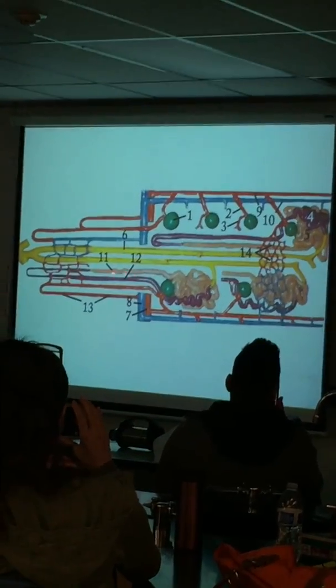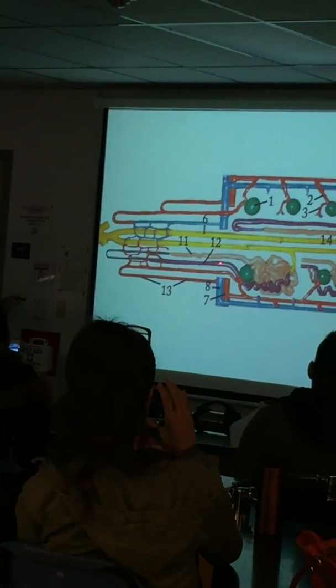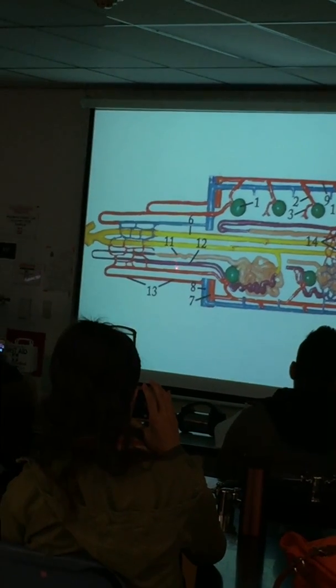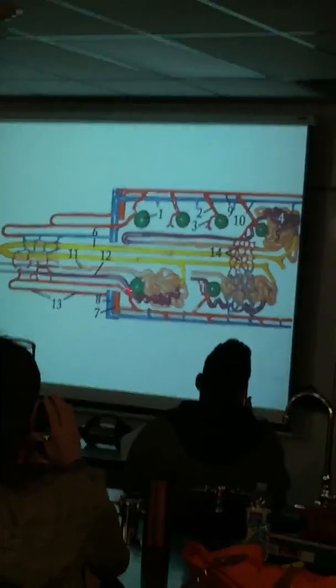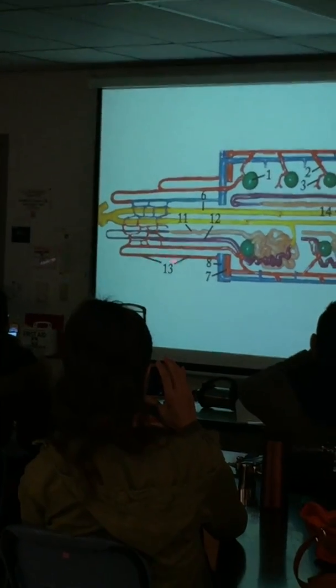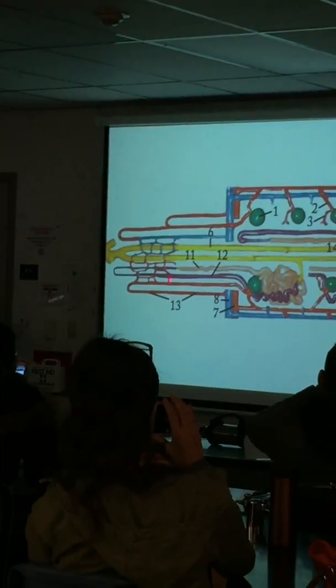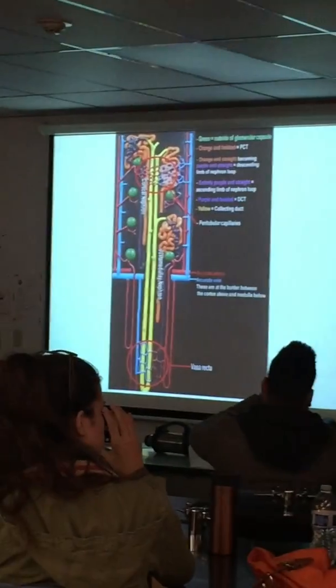And if you follow it down, there's the thin descending limb. There's the thick ascending limb. Okay? So that's what 11 and 12 are, parts of the loop of Henle. So number 4 is the same as this here, DCT, going right into the collecting duct, the yellow. So 13 is trying to show you all these capillaries. Is it peritubular or vasa recta? It's vasa recta, so what number is peritubular? 14.